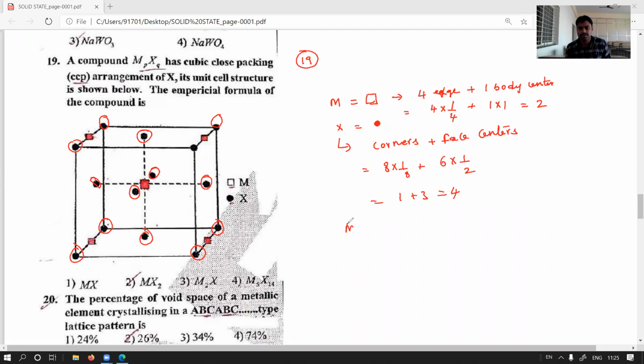Now the simplest ratio M to X is 2 to 4, that is nothing but 1 to 2. The simplest ratio of all atoms in a compound is known as the empirical formula. So the formula of MX is M1X2, or MX2. So the correct answer is the second one, MX2. Understood? Okay, let's see the next question.